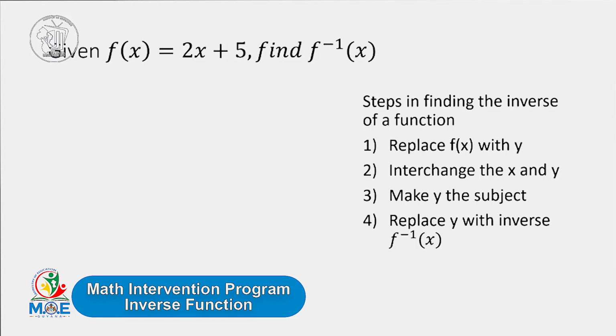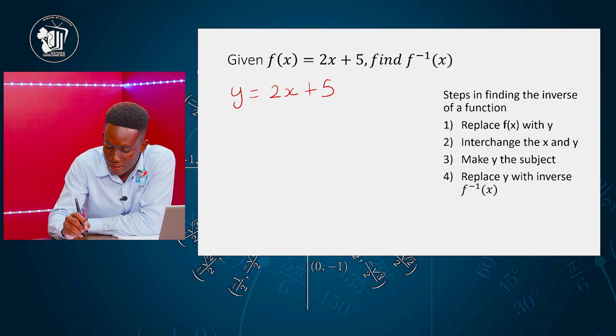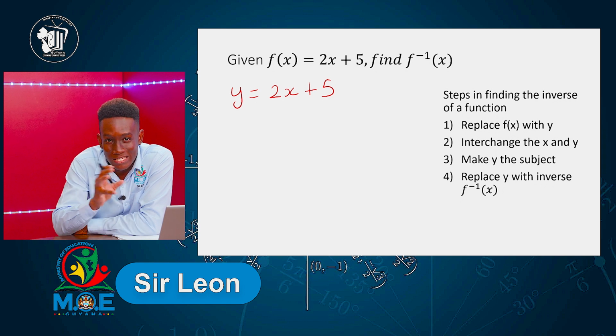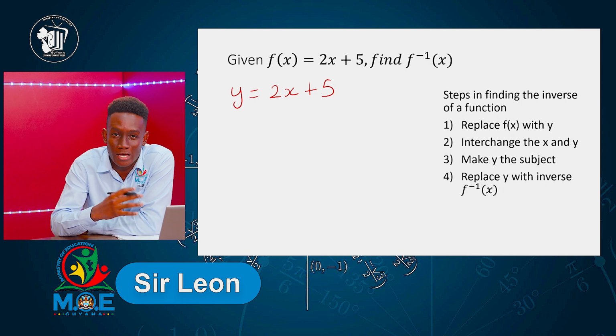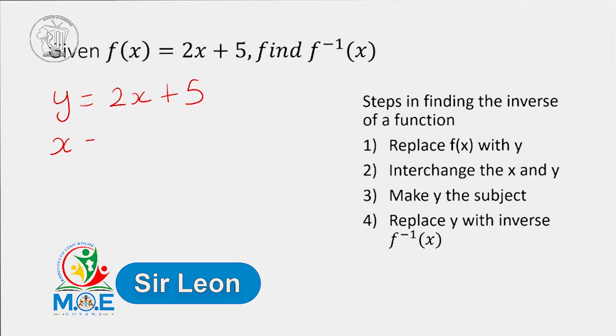So the first step is to replace f of x with y. So we have the function f of x is equal to 2x plus 5. Step 1, we want to replace this f of x function with y. So this will now be y is equal to 2x plus 5. And after we are done with replacing the f of x with y, now we want to interchange the x and y values. Wherever you see x, you'll put y, and wherever you see y, you'll put x. So we have y here, so this will be x is equal to 2, instead of x now, we'll say y plus 5.